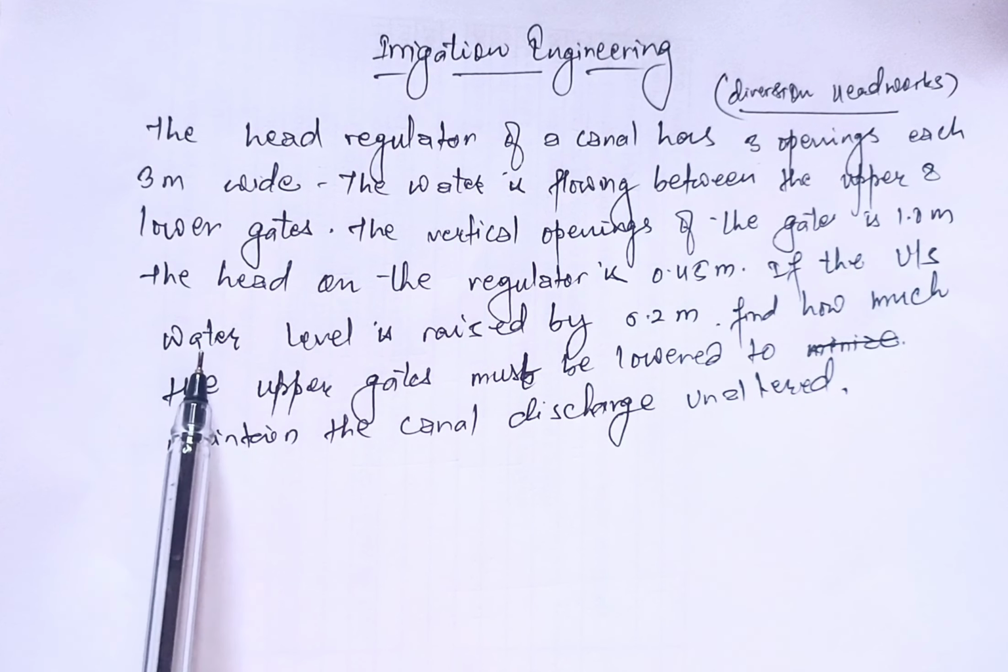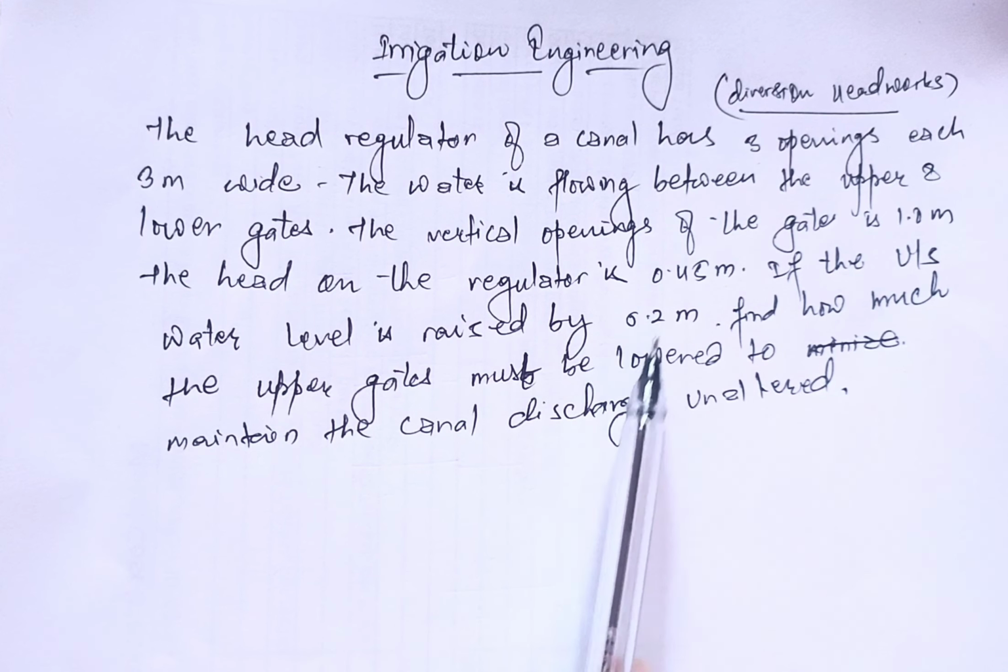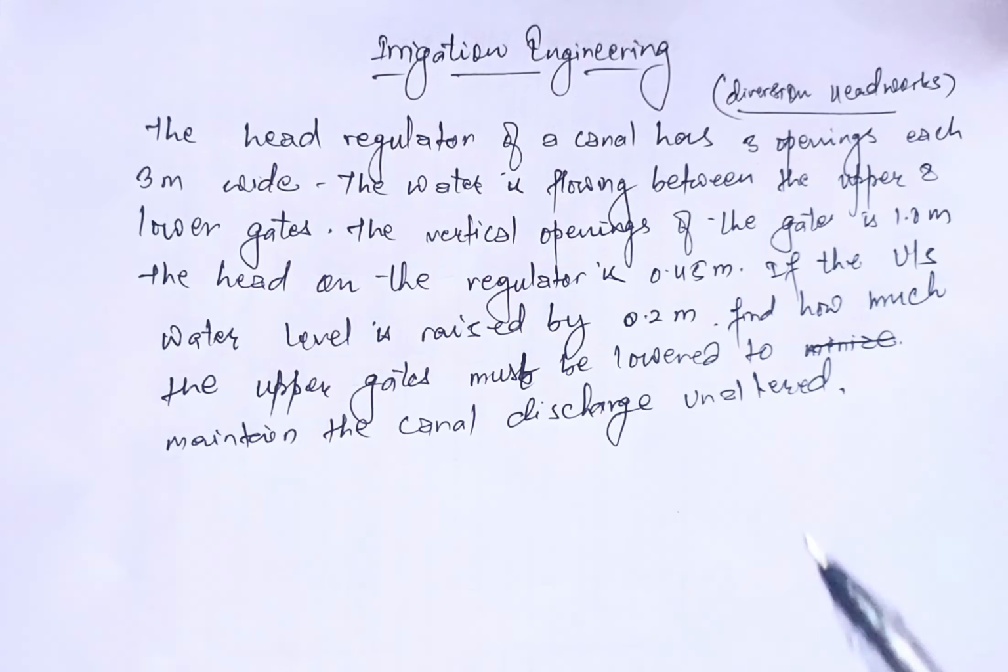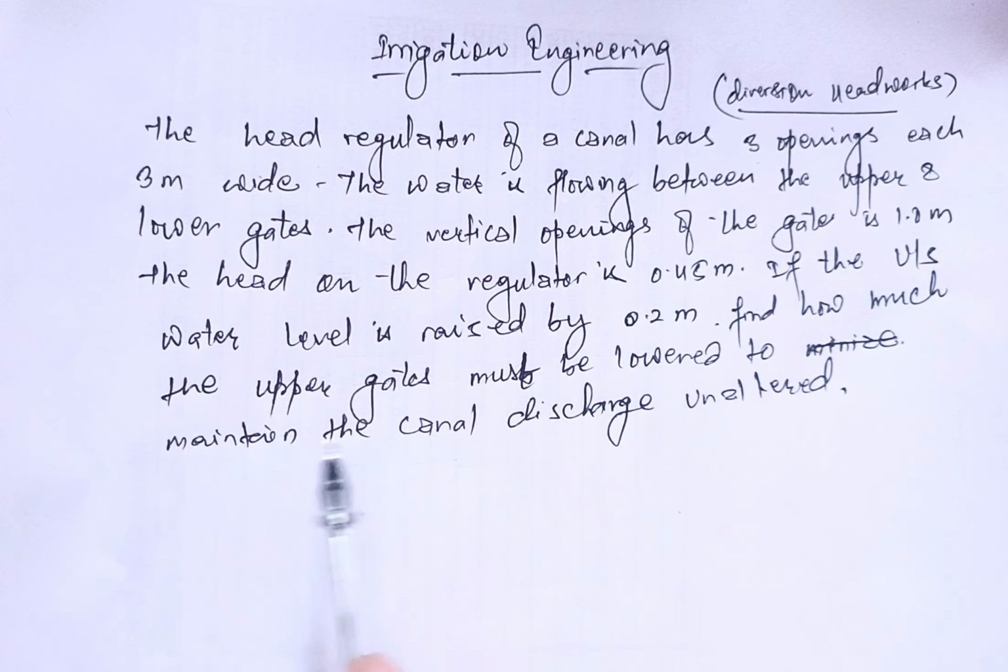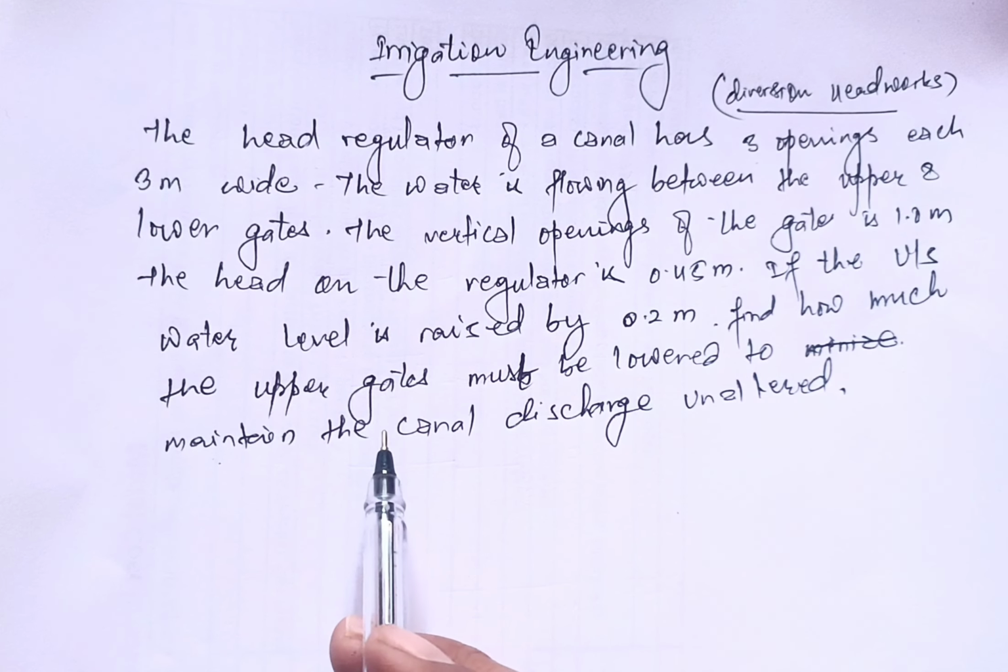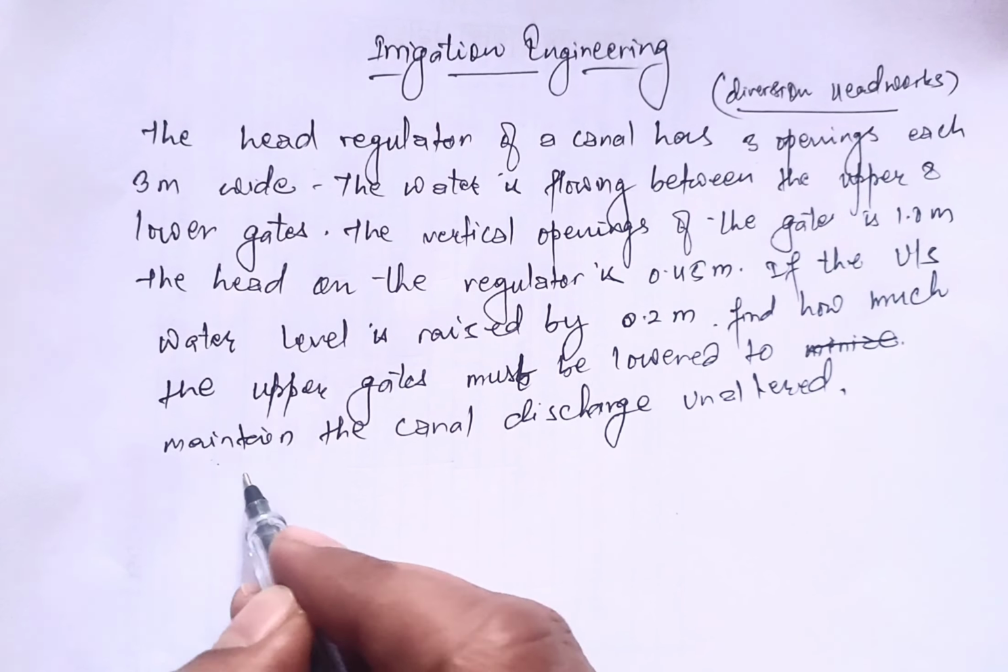If the upstream water level is raised by 0.2 meter, find how much the upper gate must be lowered to maintain the canal discharge unaltered. So let's start solving this.